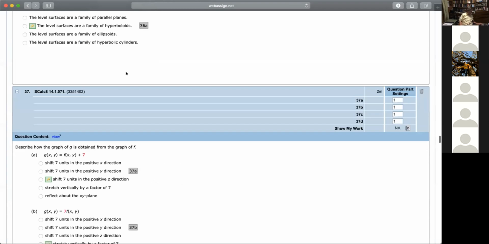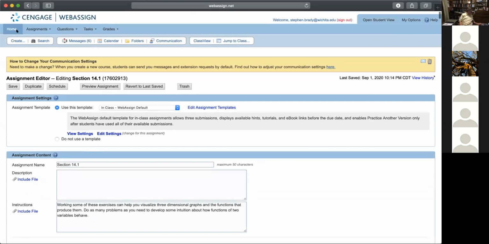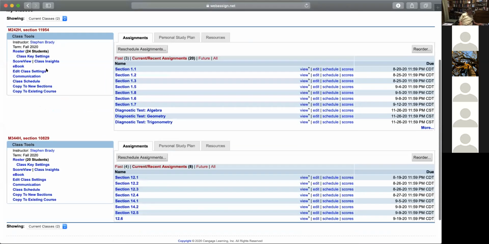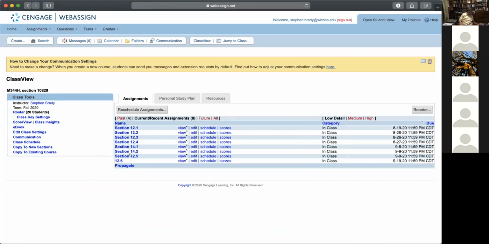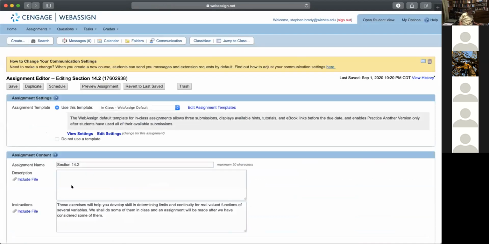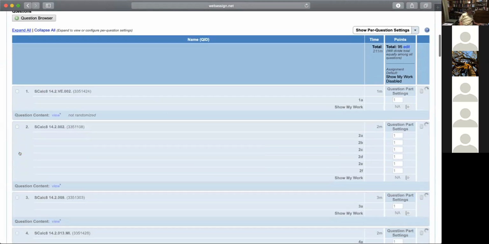If I go back here, hopefully, I shouldn't have gotten out so fast. Go back here and go home. That's what I'm trying to do here. And go back to your class. Okay. If I go to 14.2, just real quick, as quick as I can, expand them all. What do these look like?